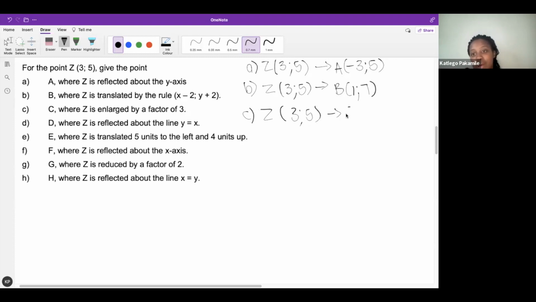Let's see. For number C, this says, Z is enlarged by a factor of 3. What does it mean to enlarge it by a factor of 3? Remember, we're going all the way from Z. We have to multiply. So we're going from 3, 5 multiply by what? By 3. There we go. So what are my new coordinates then?